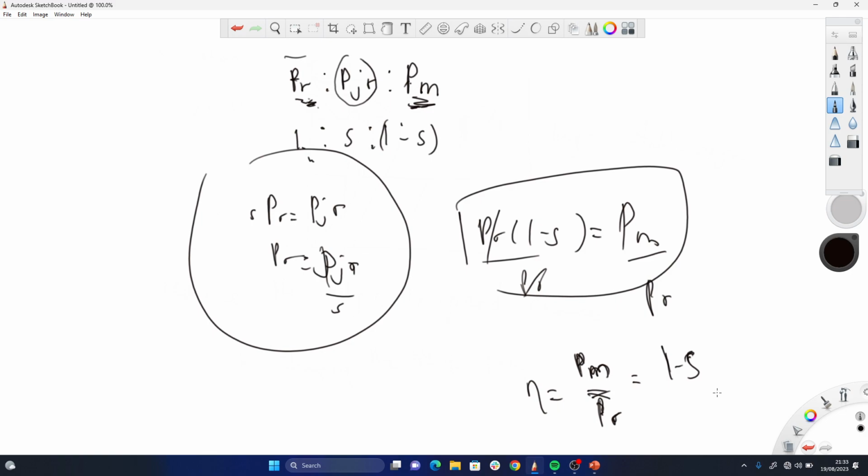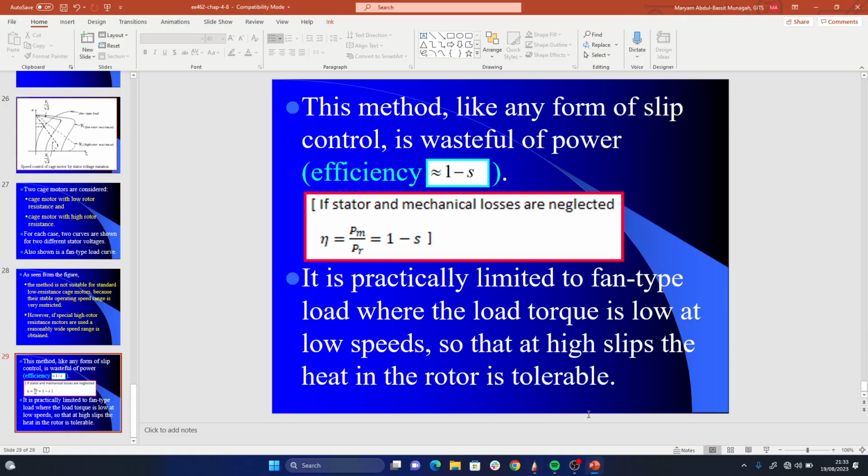So at very, very high slips, the efficiency reduces because this will give me, say, 1 minus 0.8, which is 0.2. So if the slip becomes very high, the efficiency will also reduce correspondingly. Okay. So that's it here.